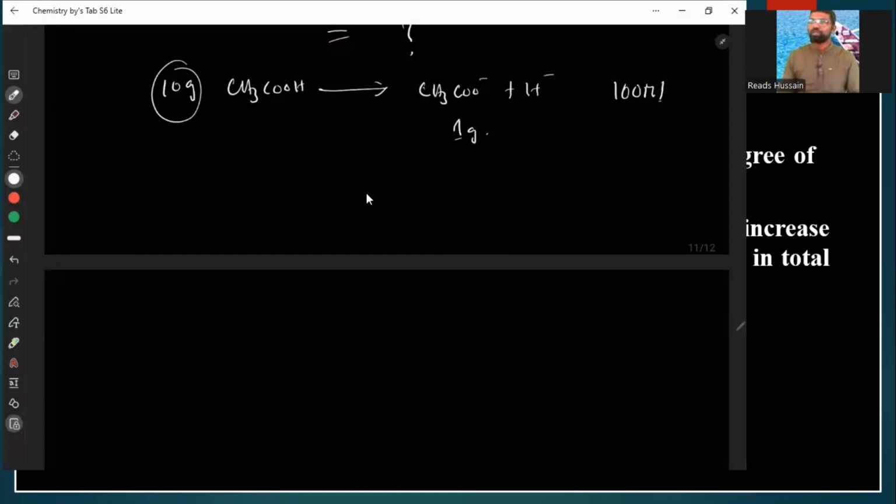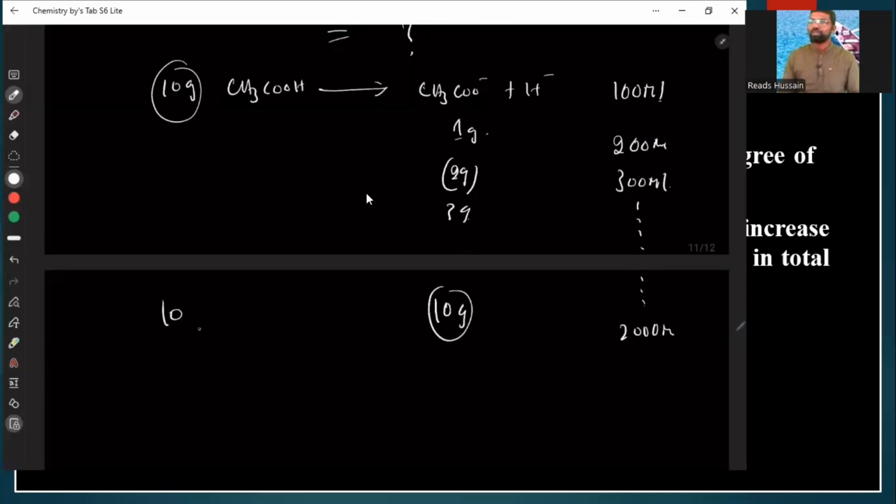Suppose I add one more 100 ml of water, then 2 grams of acetic acid dissociated. If I add one more 100 ml of water, then 3 grams of acetic acid dissociated. If I keep on adding water, suppose some 2000 ml, then it undergoes complete dissociation. Whatever the 10 grams of acetic acid you have taken, the complete acetic acid dissociated into ions.